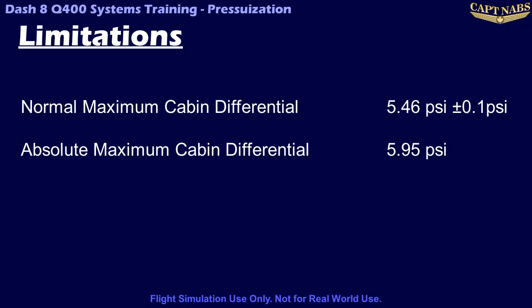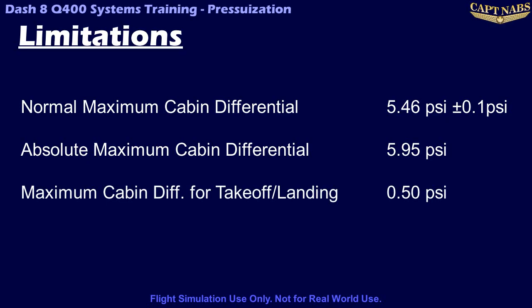The maximum cabin pressure differential during taxi, takeoff, and landing is 0.5 psi. Because of the extra strain put on the airframe by ground operations, especially landing, it is imperative that the fuselage not be strained by accommodating high pressure differential between inside and outside of the fuselage. Note the maximum cabin altitude during normal flight should be 8,000 feet.